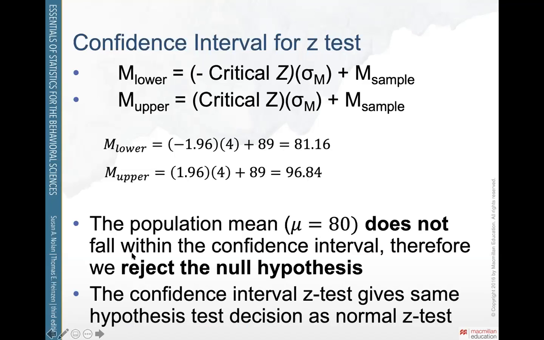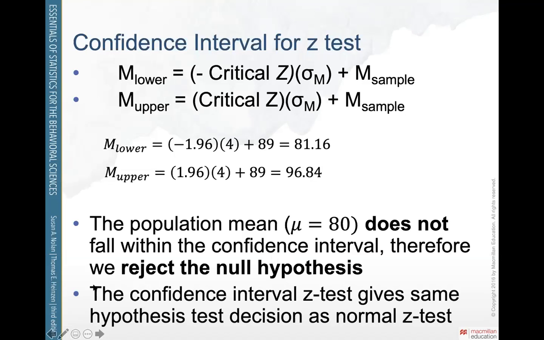So based on what I mentioned earlier, the question is do we have a significant effect or not? And the answer is we reject the null hypothesis. Yes, we do have a significant effect. And the reason is because our population mean of 80 does not fall within the confidence interval. If you look at the confidence interval right here, it's 81.16 through 96.84. 80 is not within these numbers. 80 does not fall within the confidence interval. It falls outside the confidence interval. Therefore, we reject the null hypothesis.